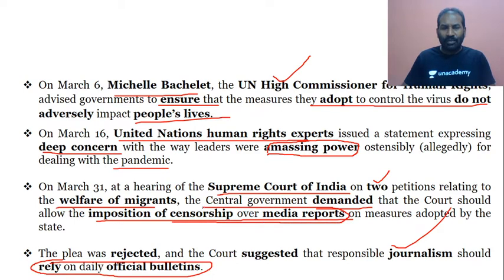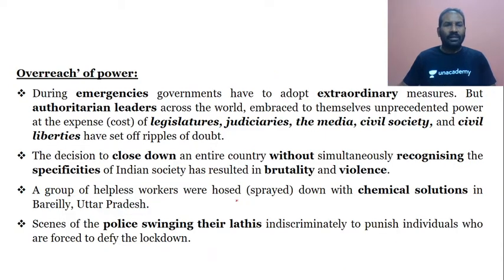This is again very, very important from the mains point of view: the kind of censorship the Indian government was trying to impose on the media. And then we will look at the overreach of power. Because of the power to handle the pandemic, which is an extraordinary measure involving imposing an emergency, we have seen many authoritarian leaders across the globe imposing that emergency, or that unprecedented power, onto their countries at the cost of the legislatures, the judiciary, the media, the civil society, and also civil liberties.